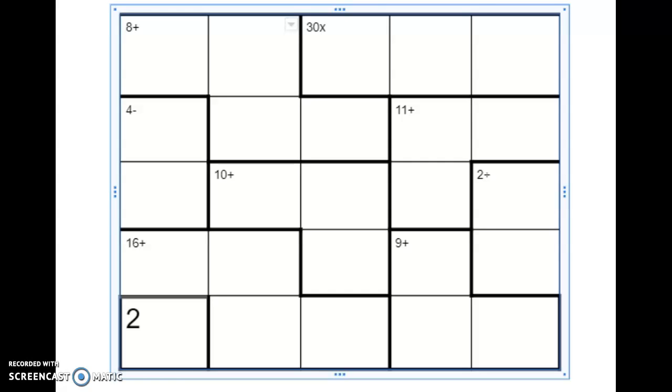So welcome to the process of going through the KenKen puzzle. So in this KenKen, we are given a freebie of number 2. So I will start off in this column right here.